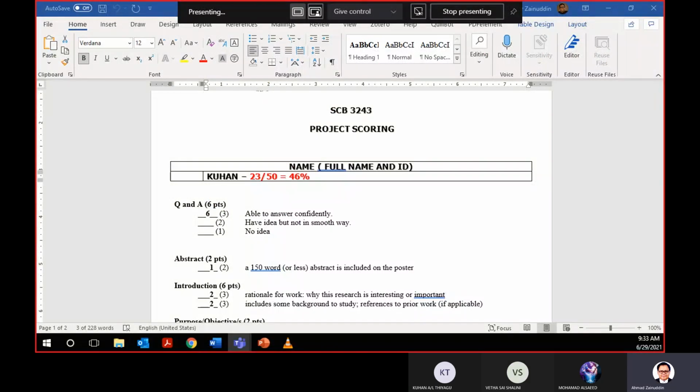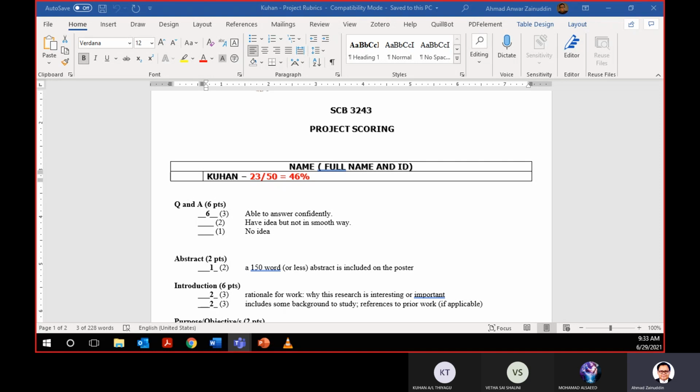All right. Okay, I think I have your result. So I will start with Kohan first. So Kohan, are you there? Yes. All right. Since I have not received your reports, your mark is excluded. So only the presentation I evaluated. So far you obtained 23 over 50. So the final percentage is around 46%.